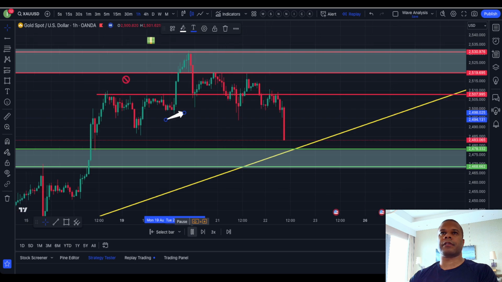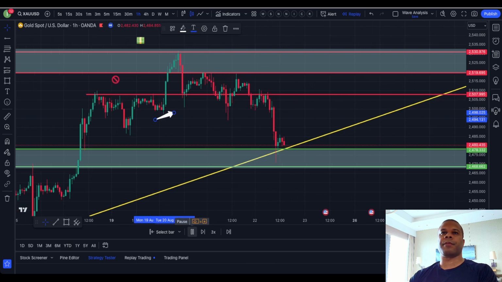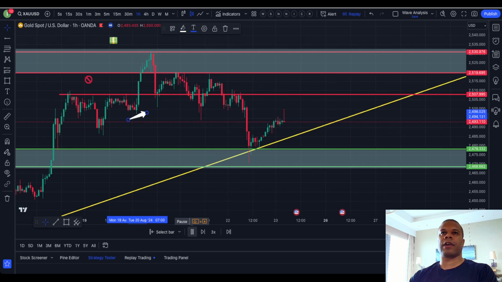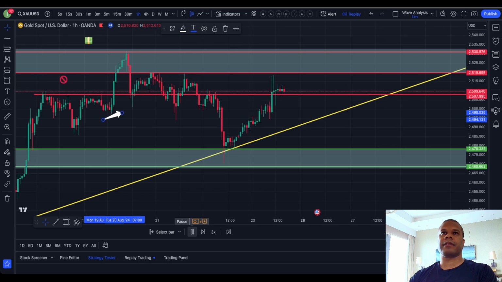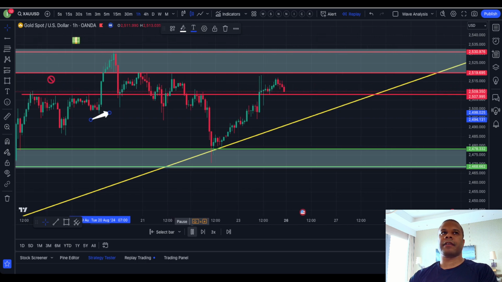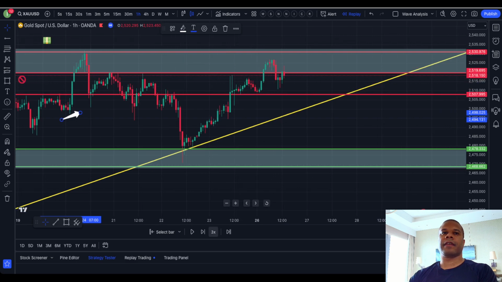Market's coming. Okay, let's see if it goes back. Oh, look at that. Hits the zone. Let's see if it breaks. Look at that. Hits the zone. Continues the trend. Look at that. Continues the trend. Hits the zone again. Look. Now this is the retest I was talking about.